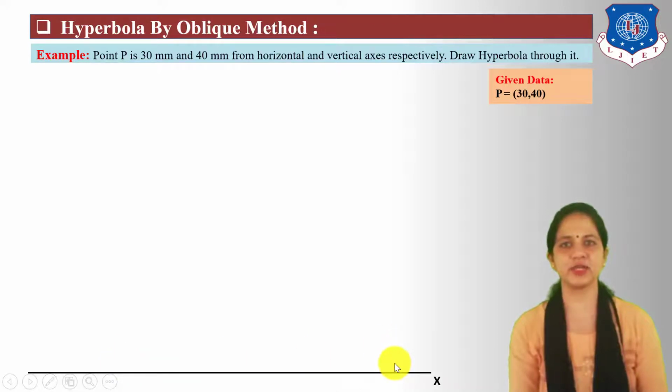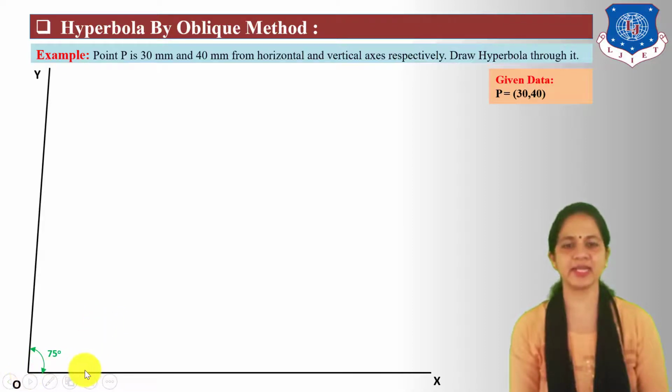First, draw the horizontal x-axis. Next, draw the y-axis. The angle between the x and y axis is 75 degrees. Mark O point at the intersecting point of the x and y axis. Next, locate 30 mm distance on the x-axis and 40 mm distance on the y-axis.